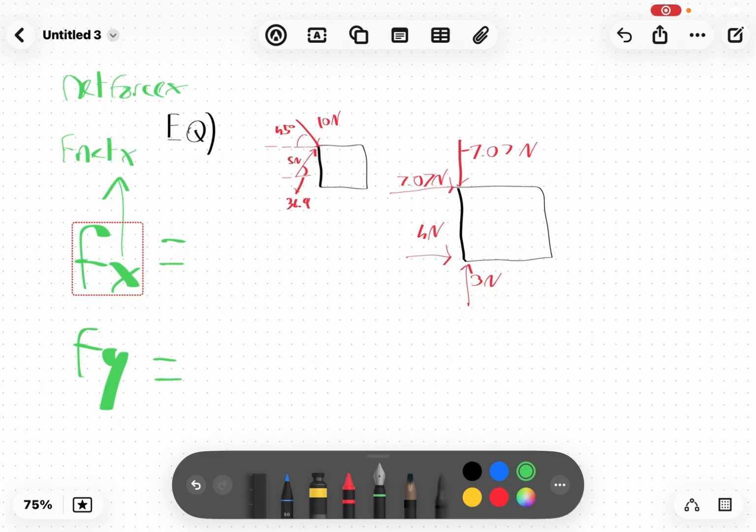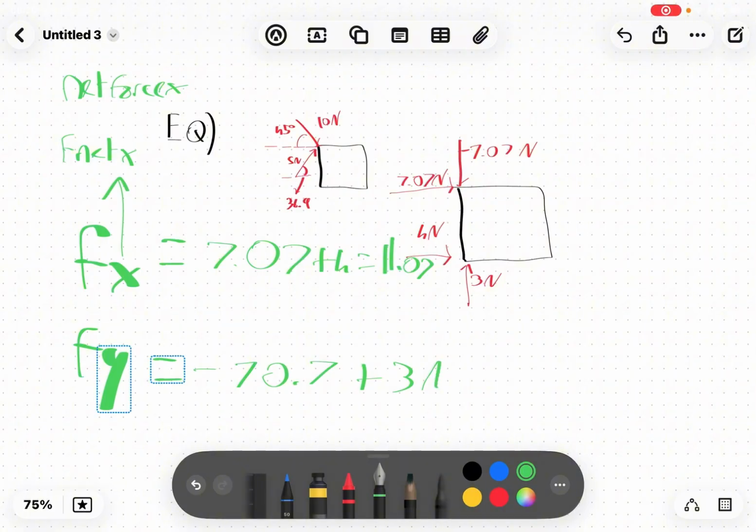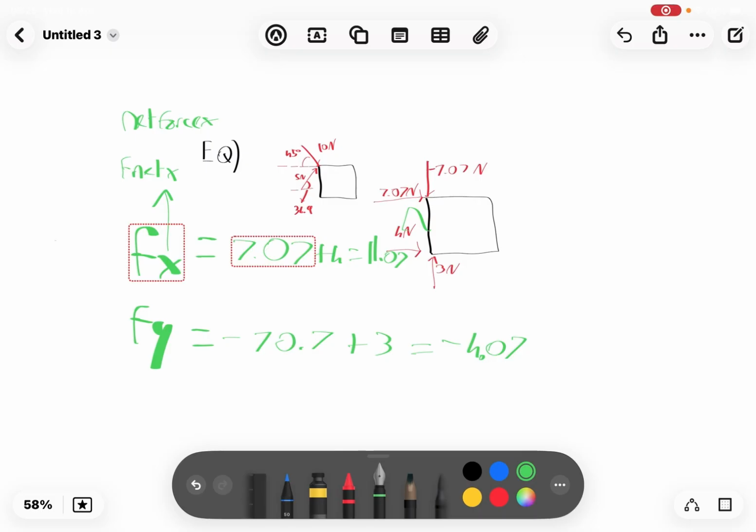So the x over here is 7.07, the x over here is 4, so plus 4, 11.07. The y is going to be negative 7.07 plus 3, which will give us negative 4.07. Now we're able to make a triangle, horizontal and vertical. The vertical is minus 4.07, the horizontal is 11.07, and again it's a negative, so it's going down. Just remember that, as a quick note.